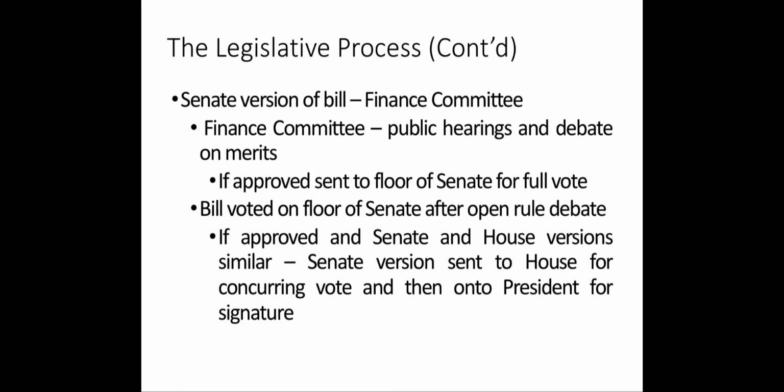So then the Senate, they have their own version of the bill. They might change some things. Then they go through the Senate Finance Committee, and again, just like the House Ways and Means, it has to go through public hearings and debate at the Finance Committee level. If approved by a simple majority, then it's sent to the floor for the senators to vote.